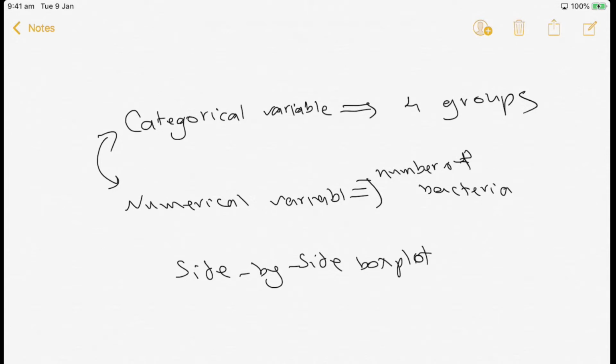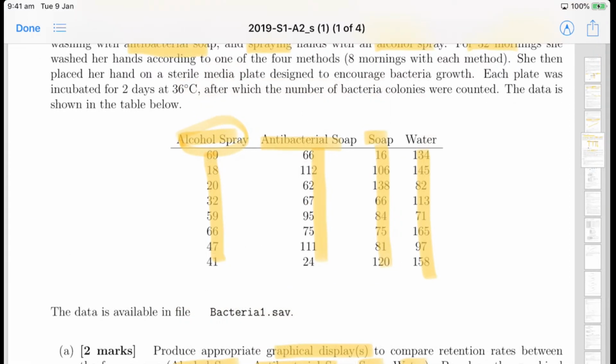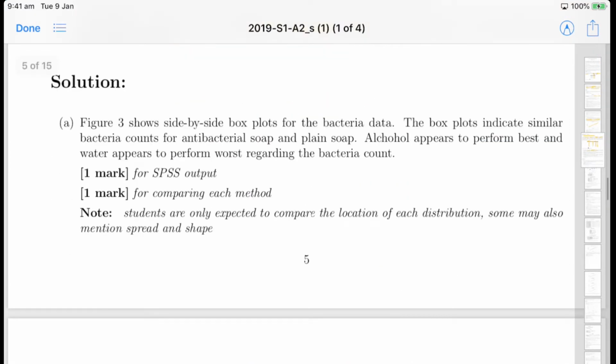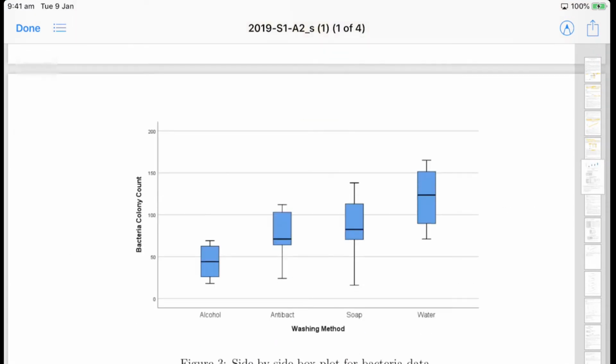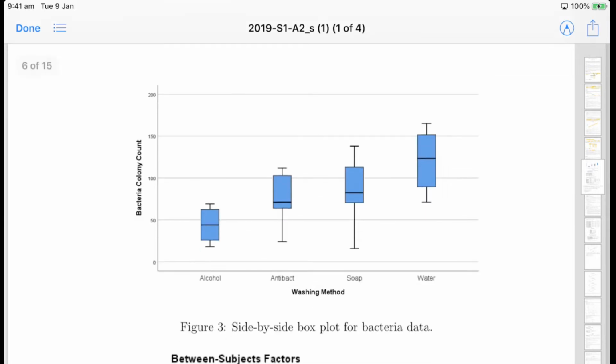So to do that, you can go to SPSS and generate this side-by-side box plot. Many students, once they generate it, don't compare the results. What we want you to tell us is the difference between the means of these 4 groups. Which one has a greater mean? Which one has a smaller mean? That's what we want you to tell us. Okay, so that's part A.